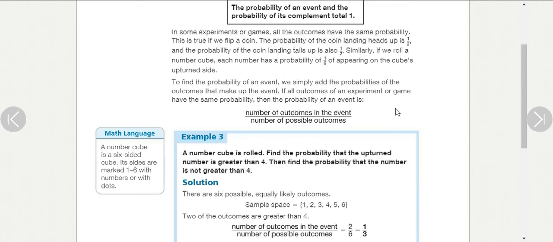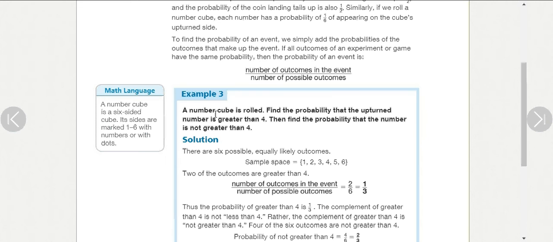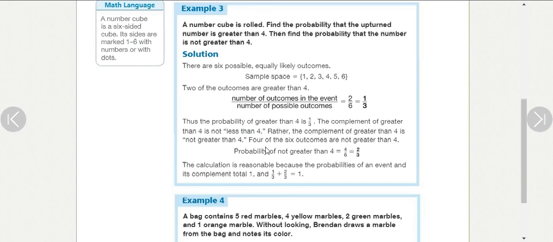If all outcomes of an experiment or game have the same probability, then the probability of an event is number of outcomes in the event over number of possible outcomes. That's if all outcomes have the same probability, such as rolling a die, looking for the number 4. Or even find the probability that the upturned number is greater than 4. Then find the probability that the number is not greater than 4. The way we do this, number of outcomes in the event over number of possible outcomes.